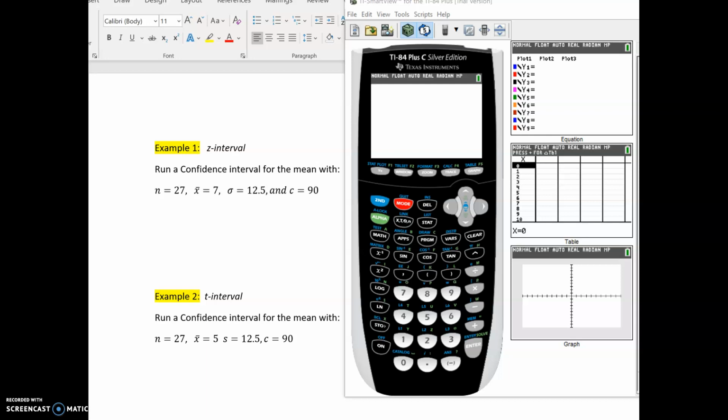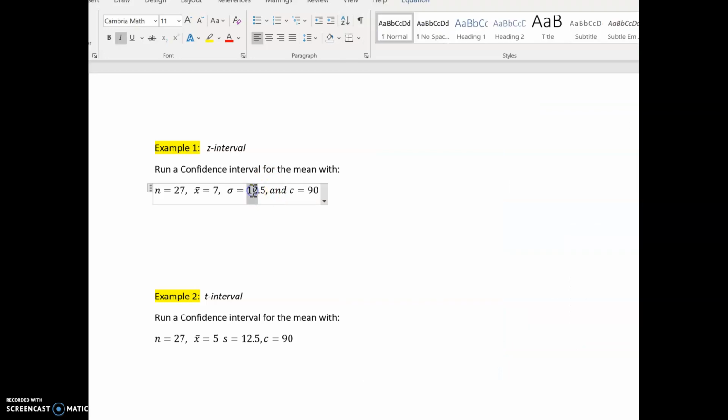Hello class, for this problem I'm going to be asking you to run the following commands. The first problem that we're going to do is called a Z interval. In this Z interval, we're going to be evaluating the confidence interval for the mean, assuming that we have the standard deviation for the population. So let me give you the commands.